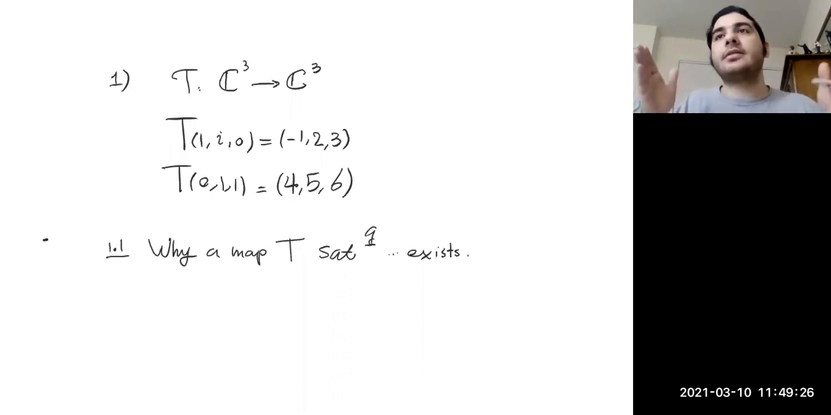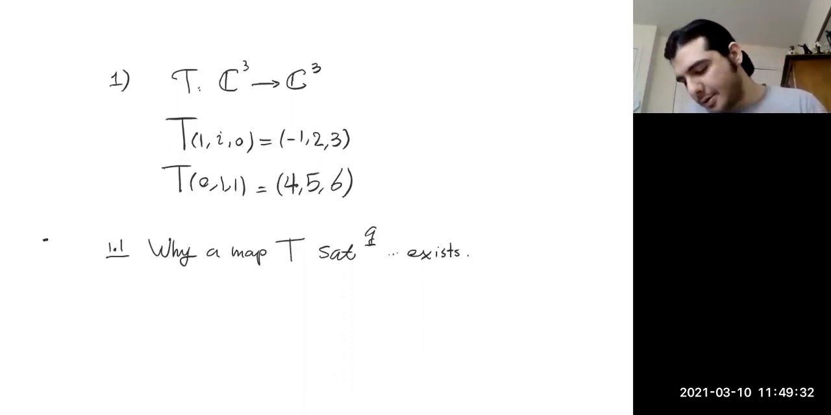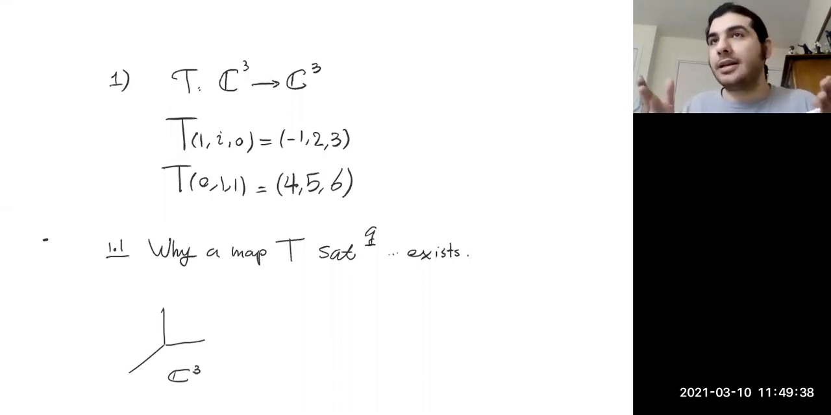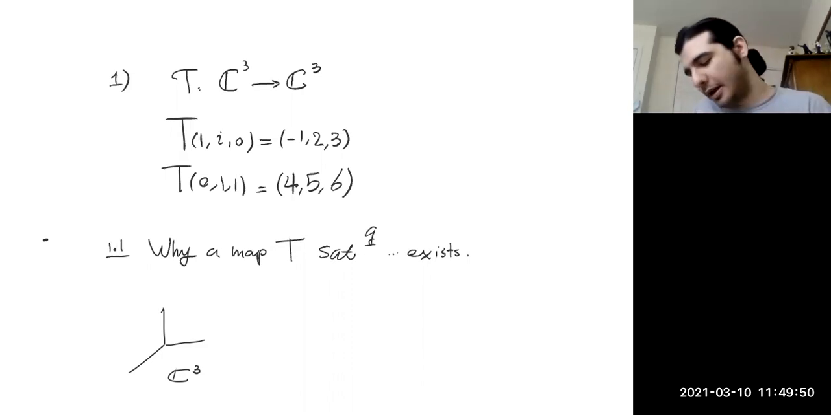We have two vectors, and the value of this map is defined for those two vectors. So C3 is a three-dimensional complex space, right? It does not look like this. What I drew here is R3, but for C3 the real dimension really is 6. The complex dimension is 3. But for having a visual, let's consider that.